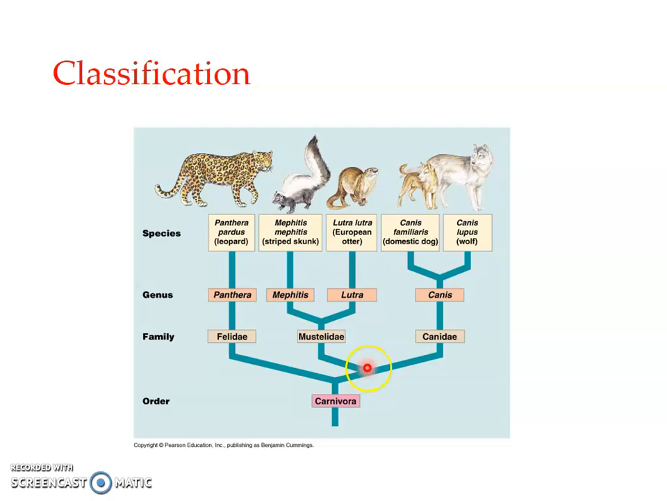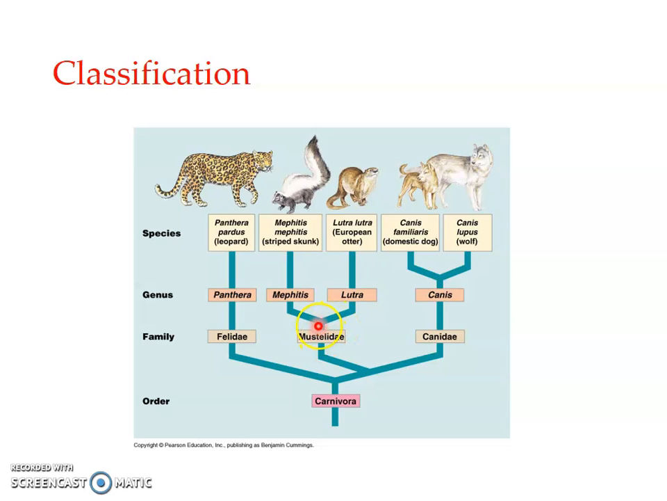Here, this ancestral stock is different from the ancestor over here. Similarly, this ancestor is different from the ancestor over here. And this ancestor gave rise to two groups, the Canidae and the Mustelidae. Canidae had its own characters which made it different from the Mustelidae.